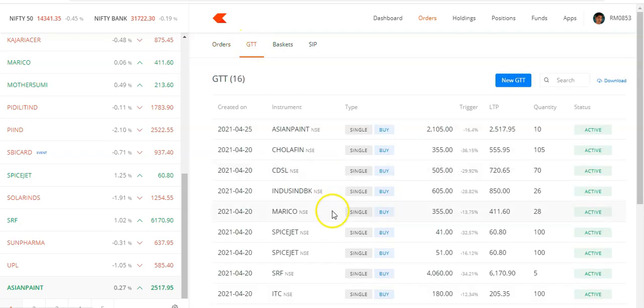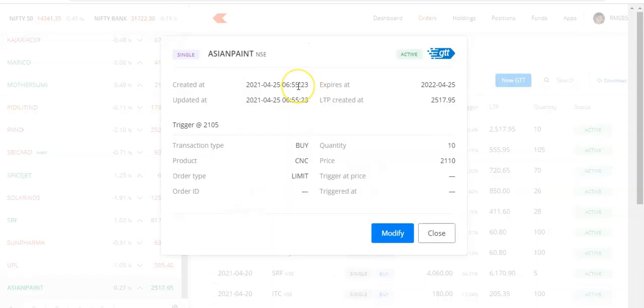Okay, I already have so many GTTs for my long-term portfolio. So now let us discuss this GTT. You can get the details of your current GTT. You can see here it is updated or created at the same time and expires at 2022. This is the last traded price when we created this GTT. So this is a buy CNC, which is cash and carry for long term, limit order, quantity is 10 and the price is 2110.